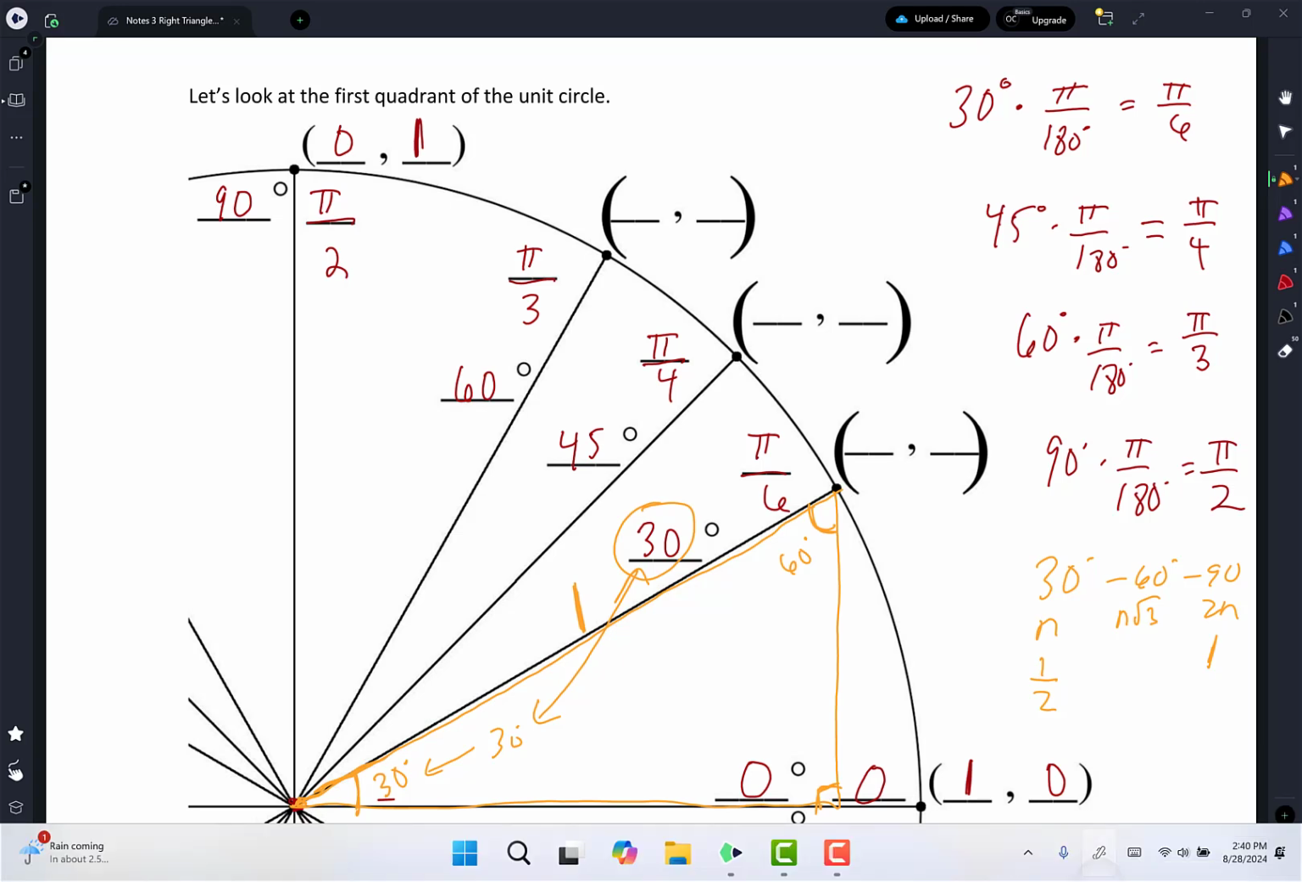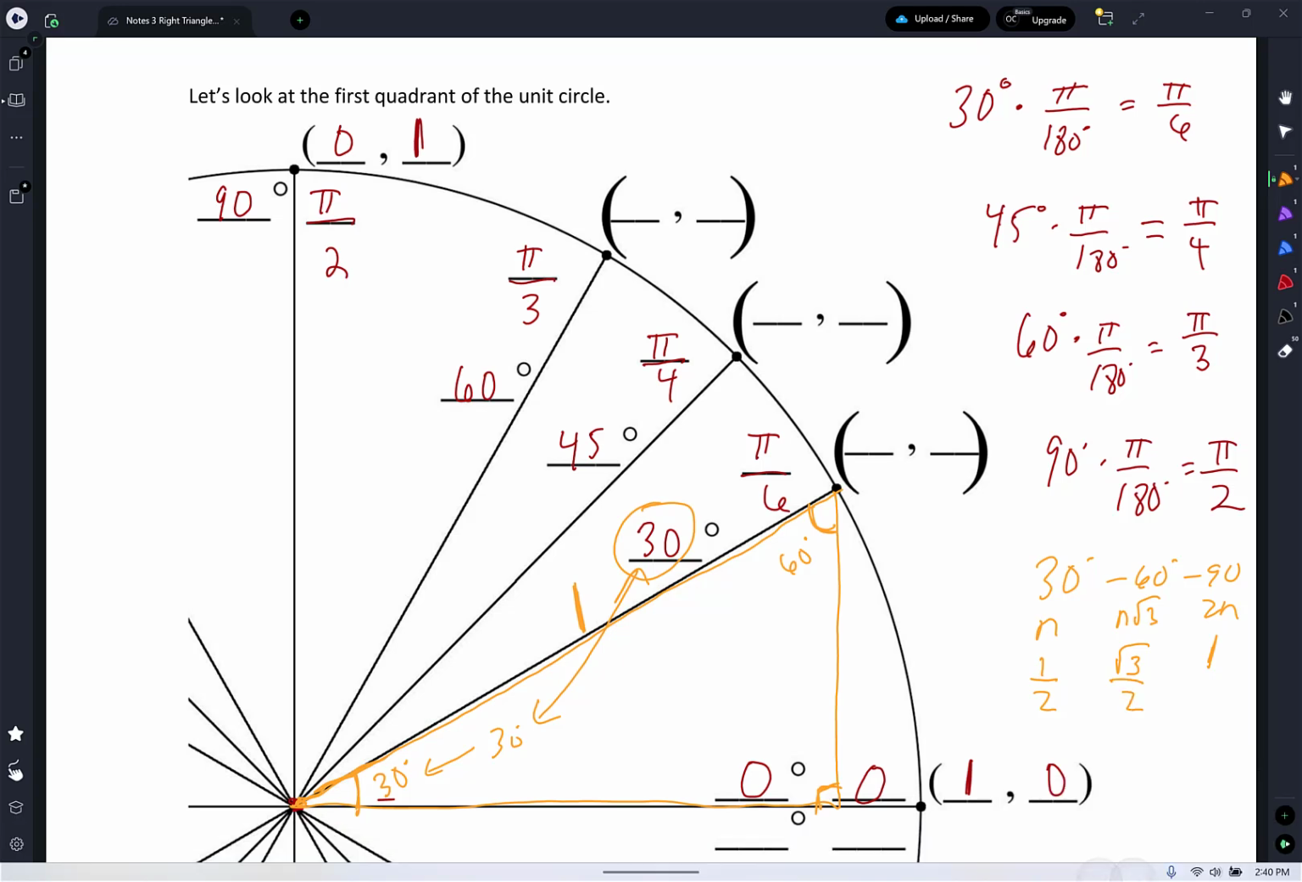But don't write it like that. Write it like this: square root of 3 over 2. See? 1 times square root of 3 is square root of 3. Okay, I'll write it over here. 1/2 times square root of 3. Imagine that square root of 3 has like a 1 in the bottom. 1 times square root of 3 is square root of 3. 2 times 1 is 2. So square root of 3 over 2.